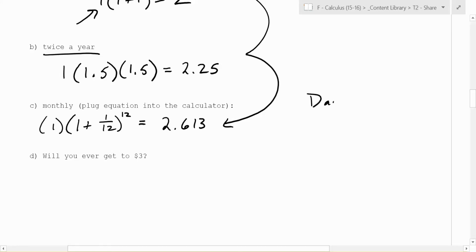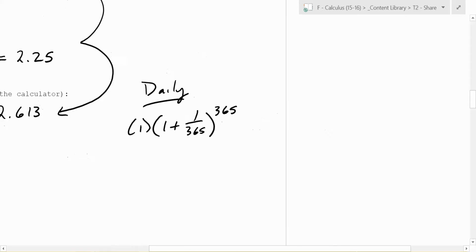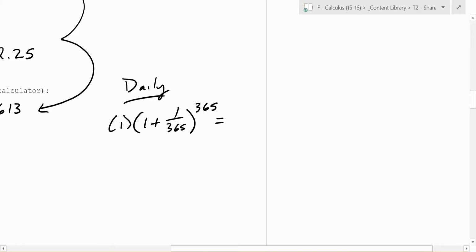What would daily be? 1 times (1 plus 1 over 365) to the 365. Correct. Someone do that on their calculator. A few people do that just so we can verify. You're punching the same thing: 1 plus 1 divided by 365, to the 365. What do you end up with? 2 point what? 2.71. 2.7.